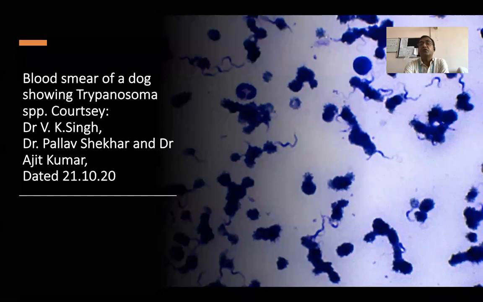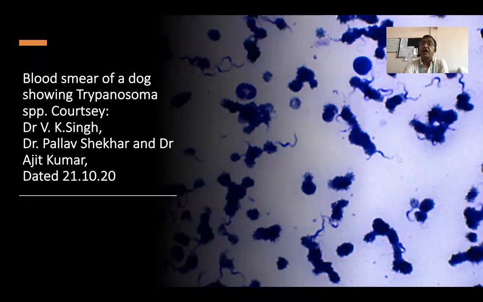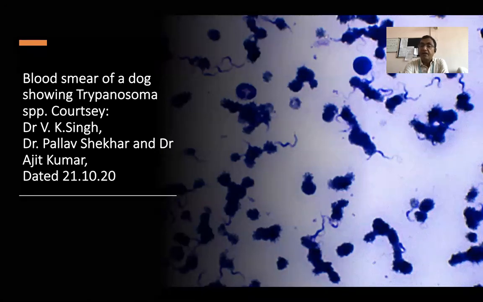And this was the case brought to the clinical complex with a high rise of body temperature. There was panting, like respiratory distress, as if the dog is suffering from some respiratory or cardiac problem. This was the symptom. And there was cyanosis of the tongue. But fortunately, we took a blood slide, and by 3 p.m. we were able to appreciate that this was due to trypanosoma. And this was, I think, the first case I have seen in a canine.